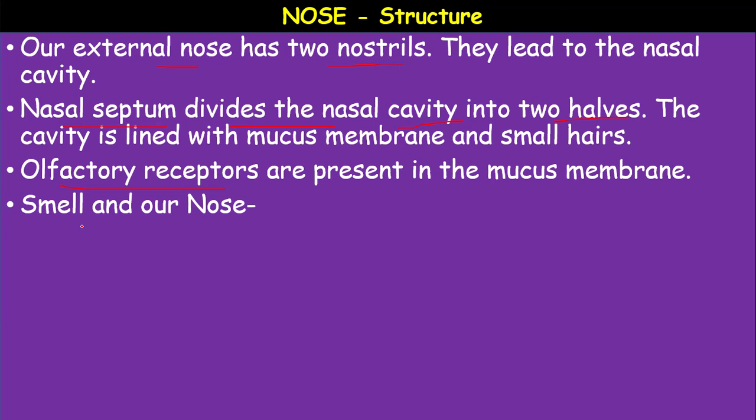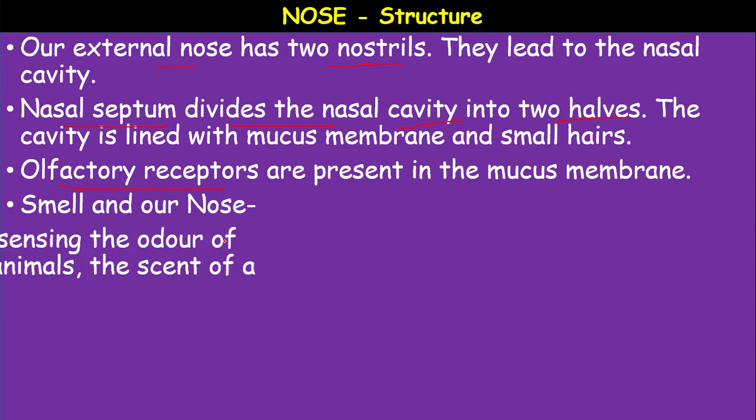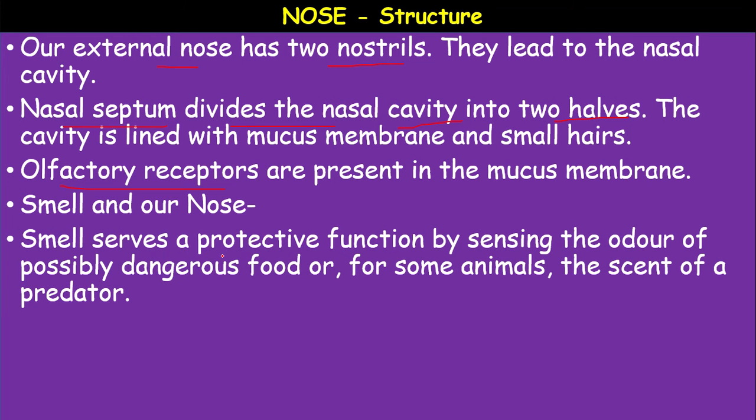The nose helps in sensing smell. Smell serves a protective function by sensing the odor of possibly dangerous food, or for some animals the scent of predators. It is the nose, which contains the olfactory receptors, that helps in sensing the odor. Odor means the smell.